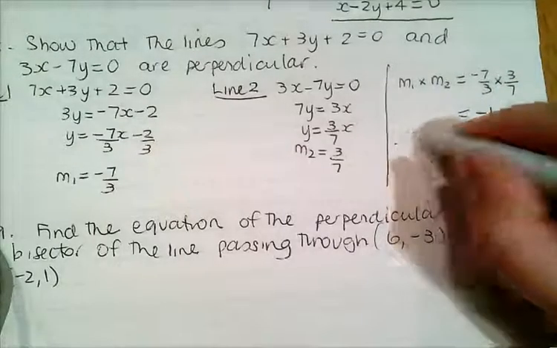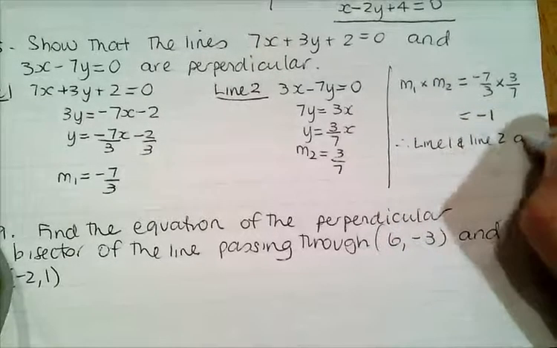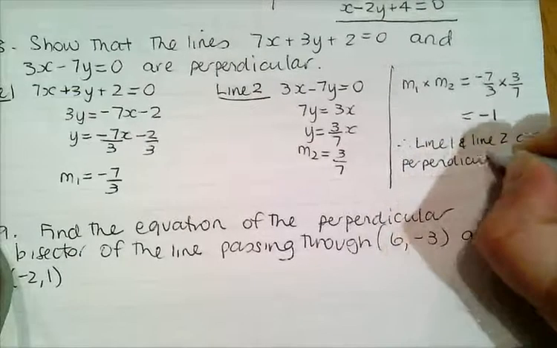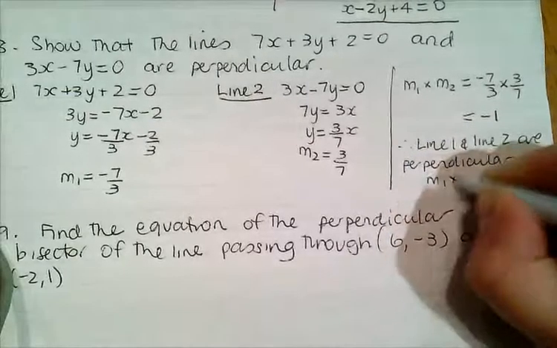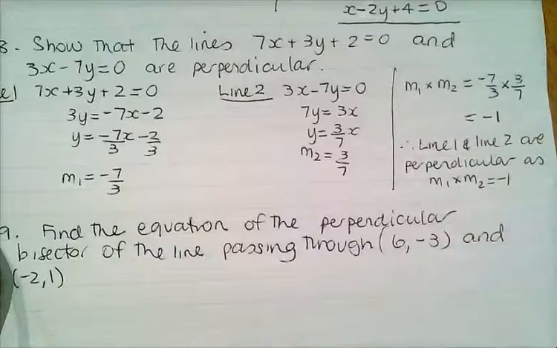So therefore, line 1 and line 2 are perpendicular. And the reason is because m1 times m2 is negative 1. Okay? And that's how you prove that two lines are perpendicular.